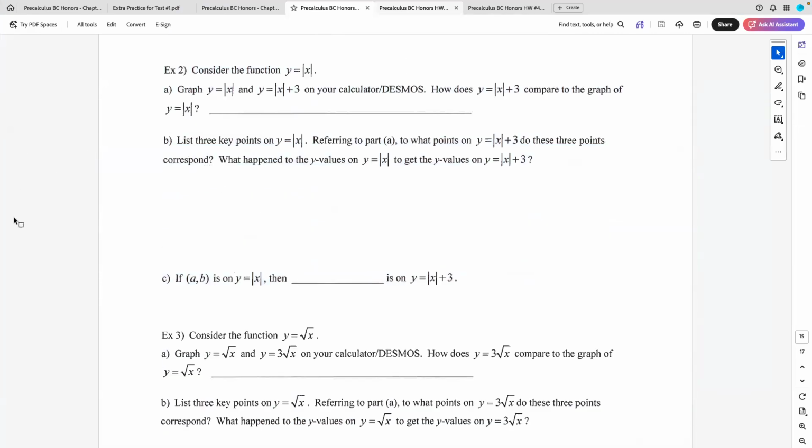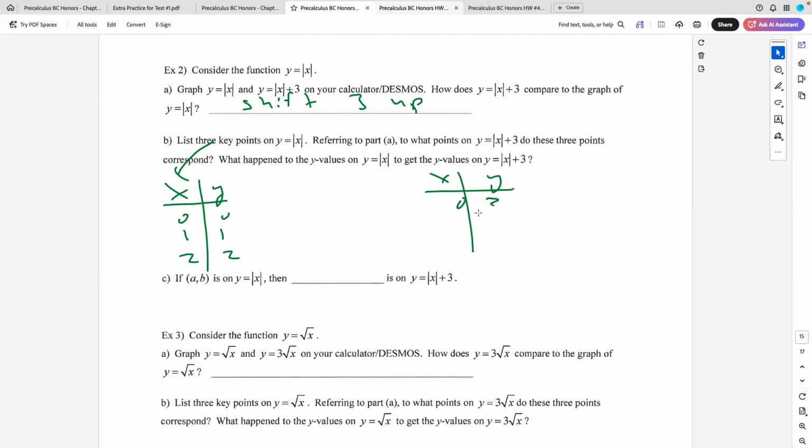What happens if you put a +3 at the end? Yeah, shift 3 up. We don't need to draw that. You guys know. Shift 3 up. Again, my 3 key points. This is absolute value now. So 0, 0, 1, 1, 2, 2. Now where are we? 0, 3, 1, 4, 2, 5. So how do things change? a, b+3. b+3, correct. Good. Okay.